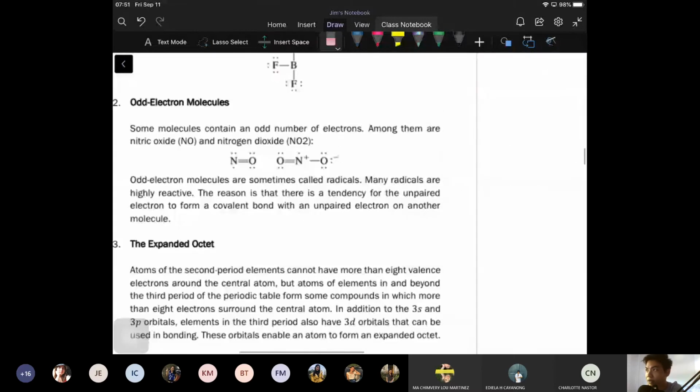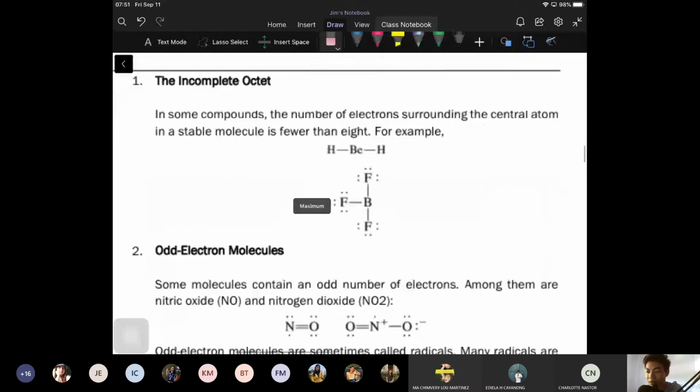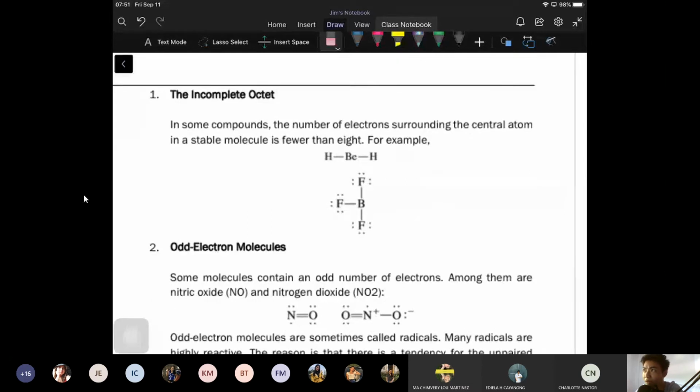Isa-isahin natin to. So, may molecules na mag-violate ng octet rule kasi trip nila maging incomplete octet. Hindi naman sa trip nila, no choice lang sila kundi maging incomplete octet. So, when you say incomplete octet, hindi kailangan ng 8 electrons around the atom. Pwedeng 6, pwedeng 4, pwedeng 2. So, ano yung reason why they have the incomplete octet? The first reason, number 1: it only contains the s orbital.